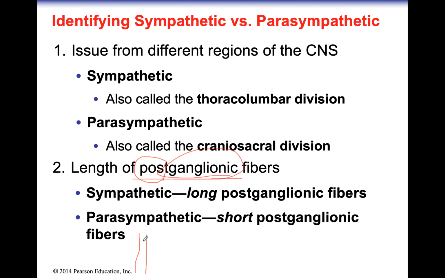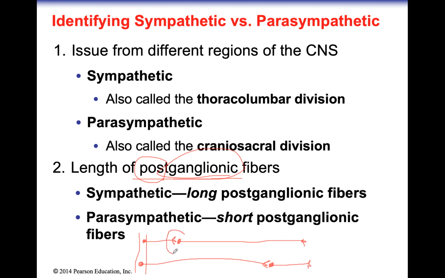So I'm going to draw 2 examples coming out of the spinal cord. Here's a neuron, and it's sending a signal to a second neuron. Notice that the second neuron is much longer. The other one here, there's a really long initial neuron, and it sends a signal to a much smaller second neuron.